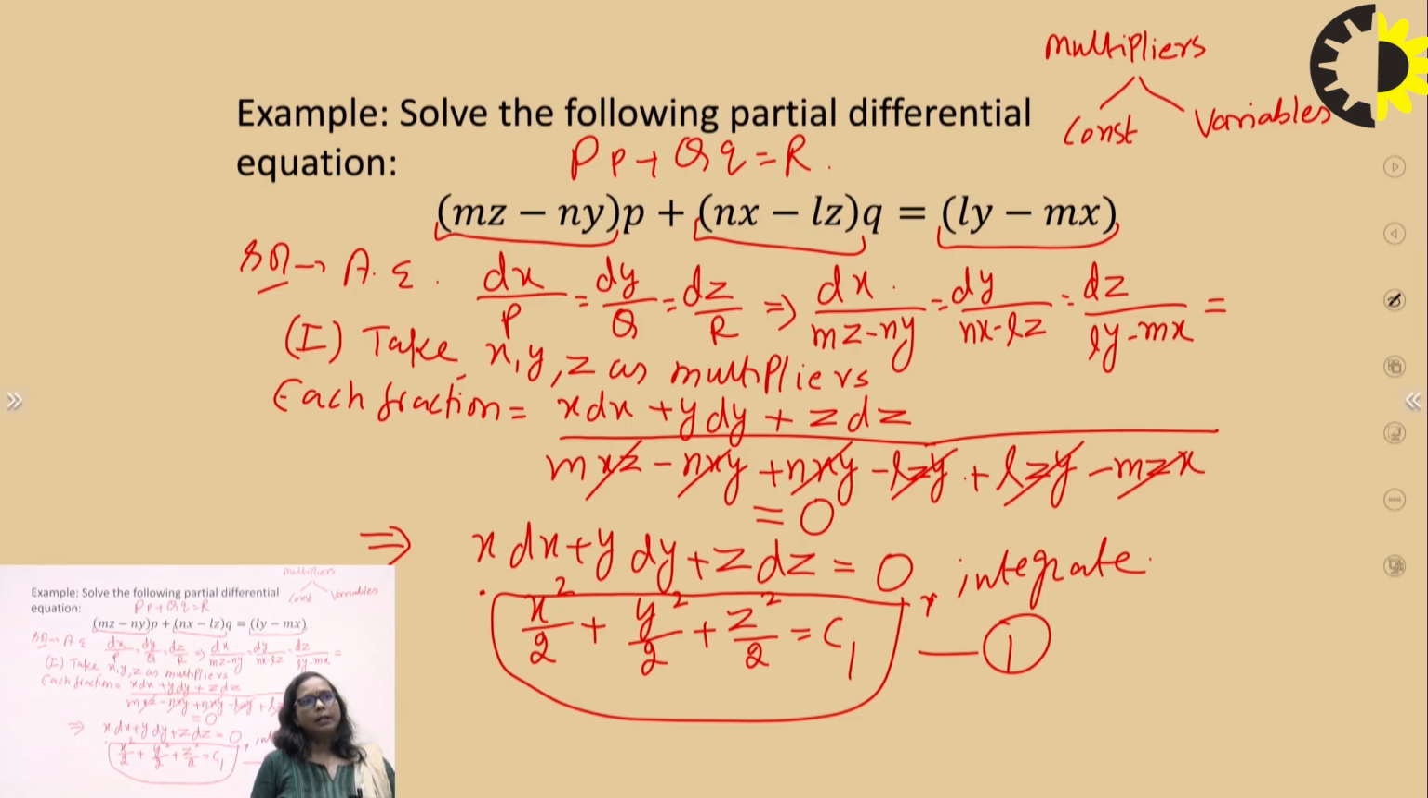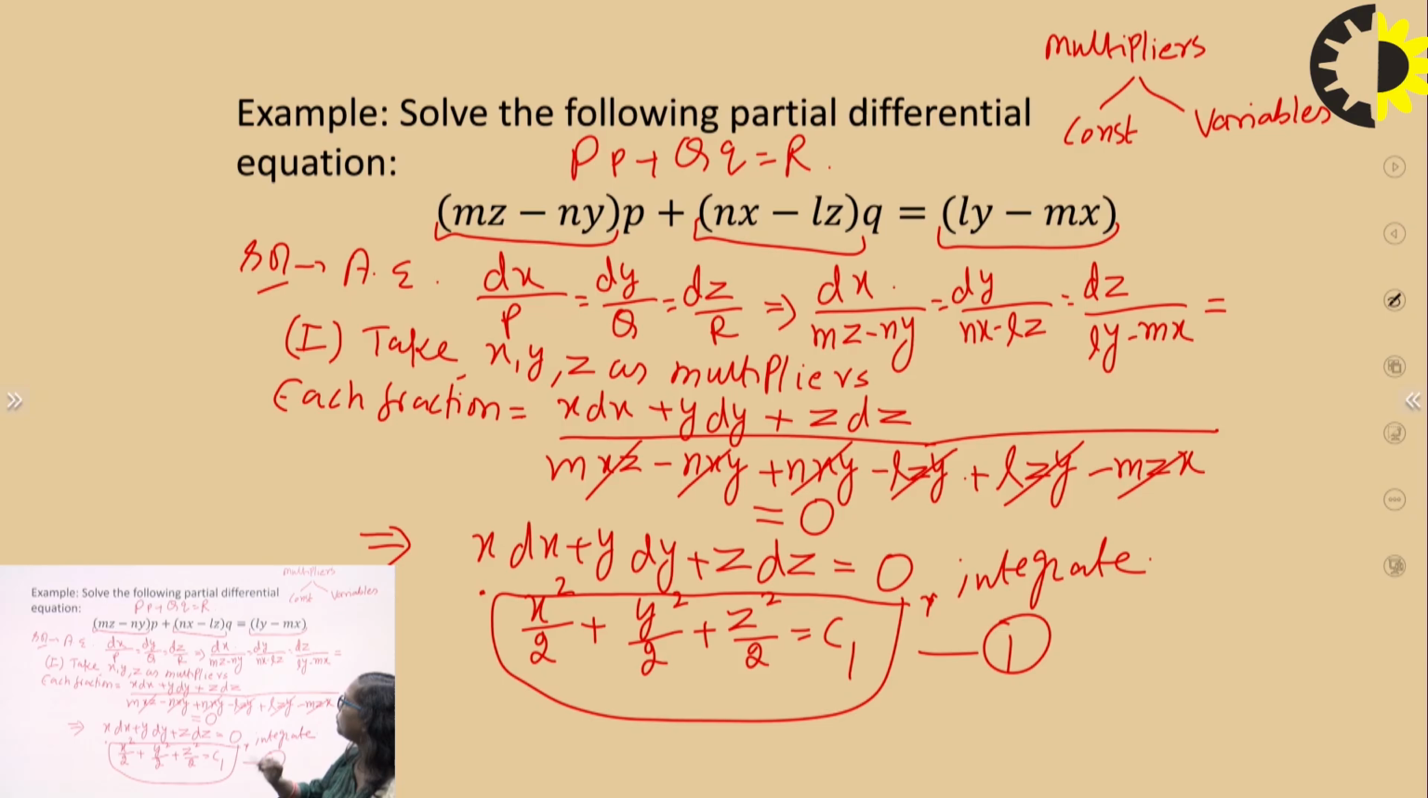Now next, I need to think about my second set of multipliers, because I need to find two independent solutions. Clear? So for the second set of multipliers, I already explained to you that multipliers may be variables, may be constants. Here we have taken the variables. So next I am taking a set of constants over here. Let me take the three multipliers as L, M and N. So I multiply the first fraction by L, the second by M, the third by N.